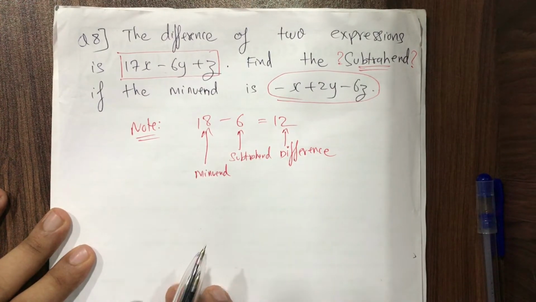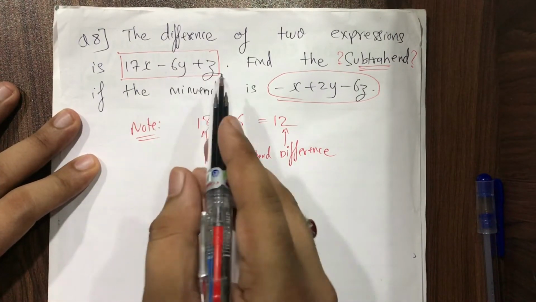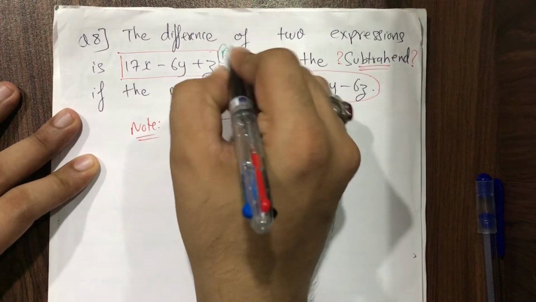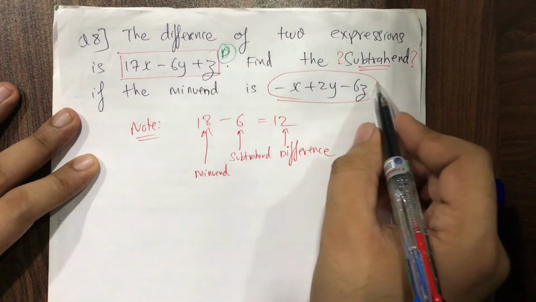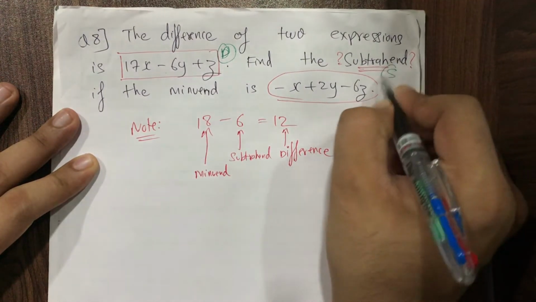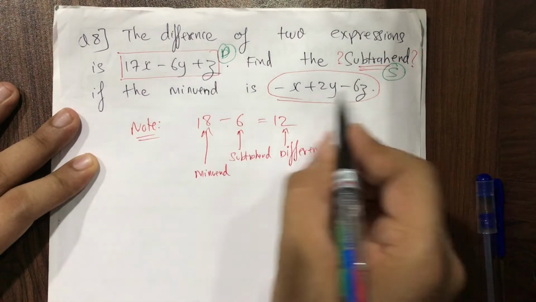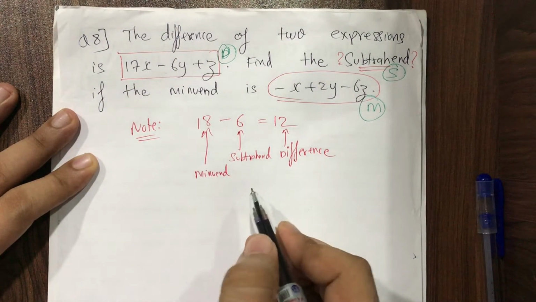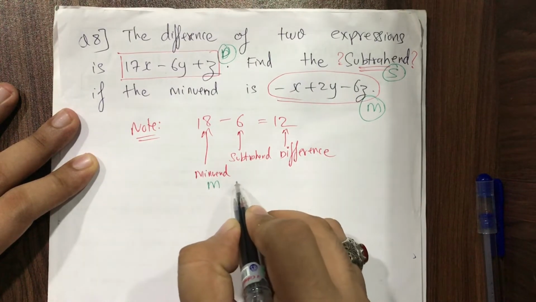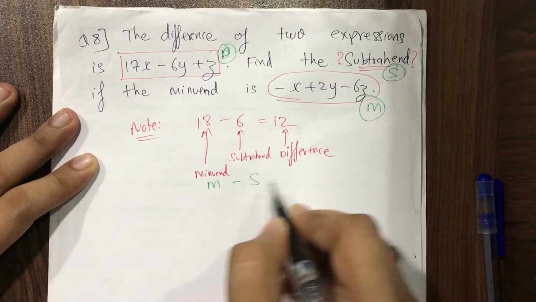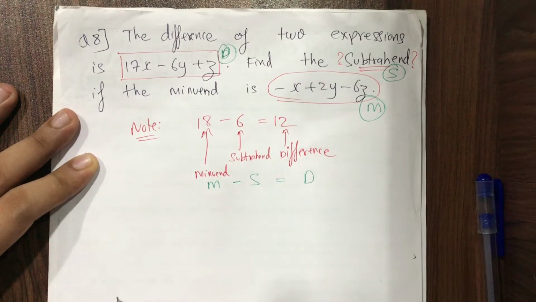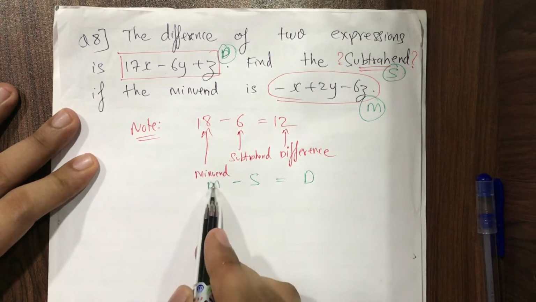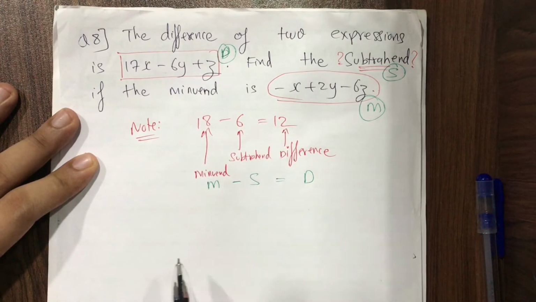In our question, students, this is the difference. So just to denote, let us call this as capital D because it's the difference. Find the subtrahend. Let us call subtrahend as capital S. If the minuend is this, let this be called as capital M. So can I say what the rule is? Whenever the subtrahend is subtracted from the minuend, the answer we get is called as difference. M minus S is D. Minuend comes first. 18 is our minuend, 6 is our subtrahend, and 12 is our difference.